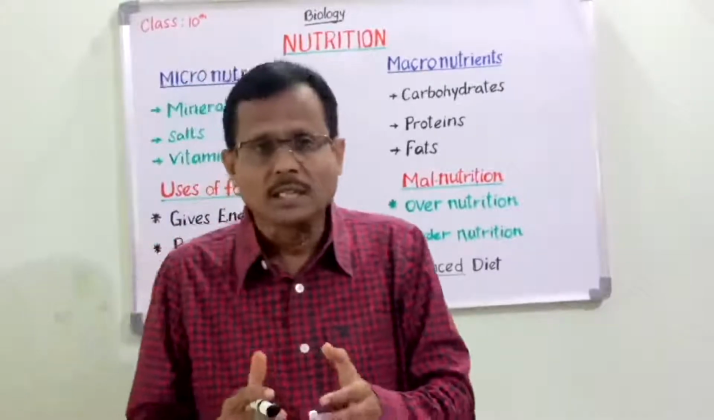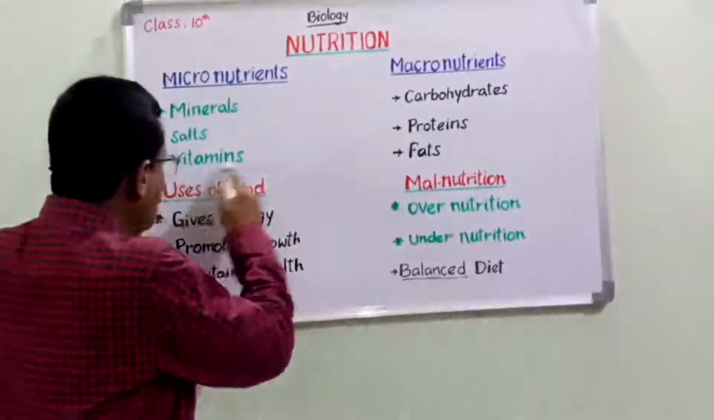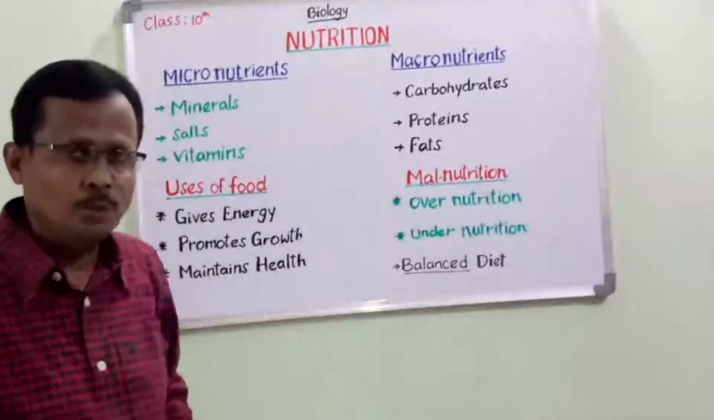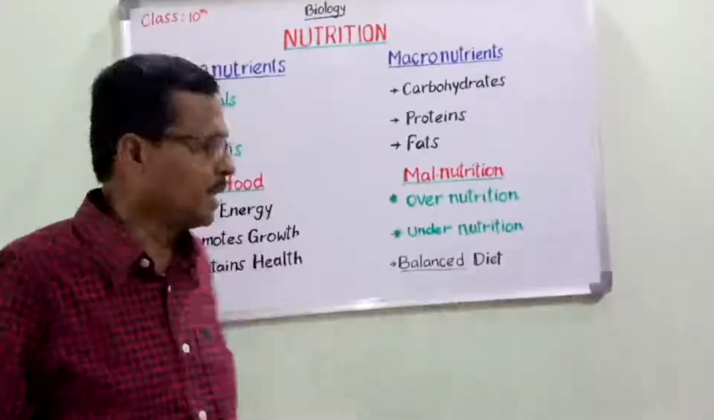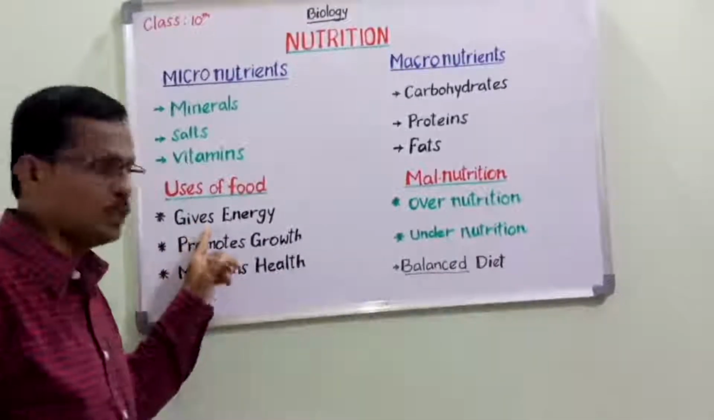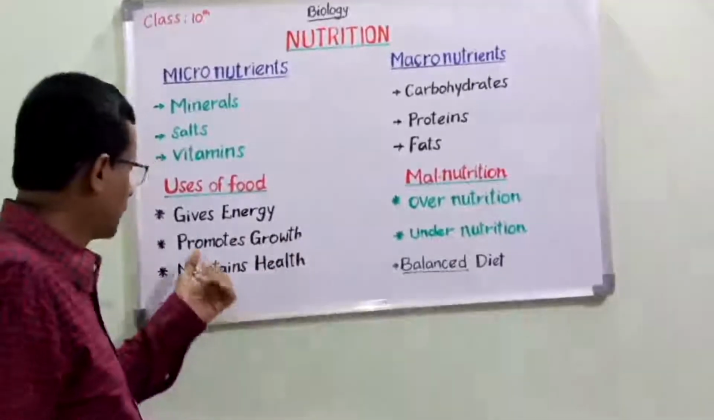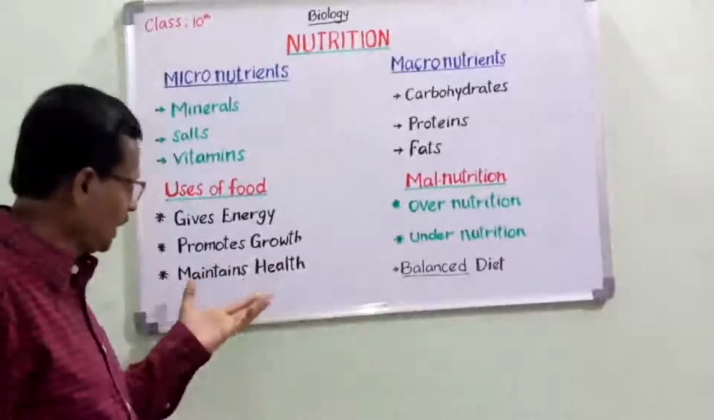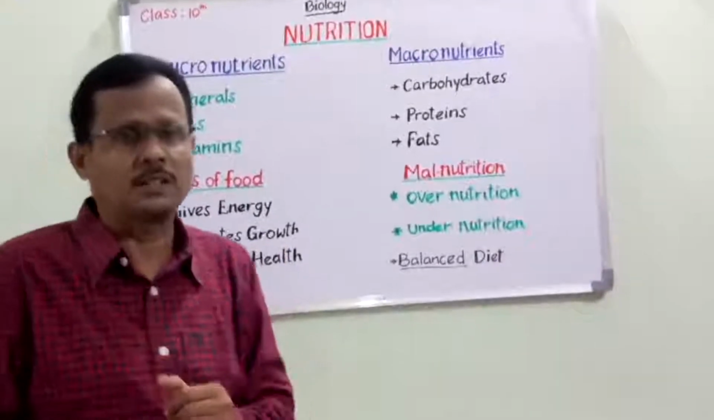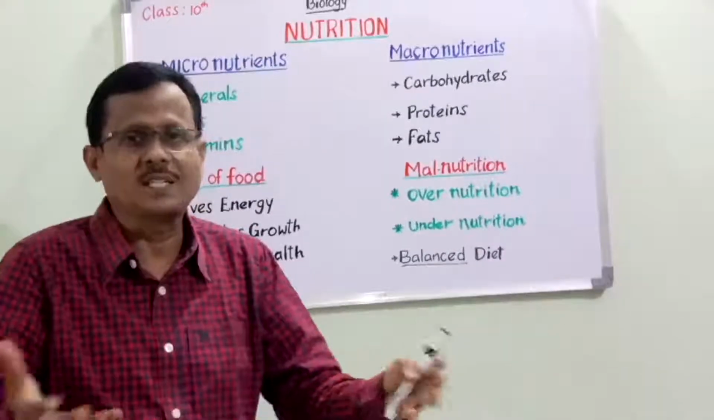And today, in this introduction concept, we conclude with the uses of food. The main uses of food are basically three. First, food gives us energy to perform all the activities. Secondly, it promotes growth. Thirdly, it maintains perfect health. If you take proper nutrition, you don't need to worry about any diseases.